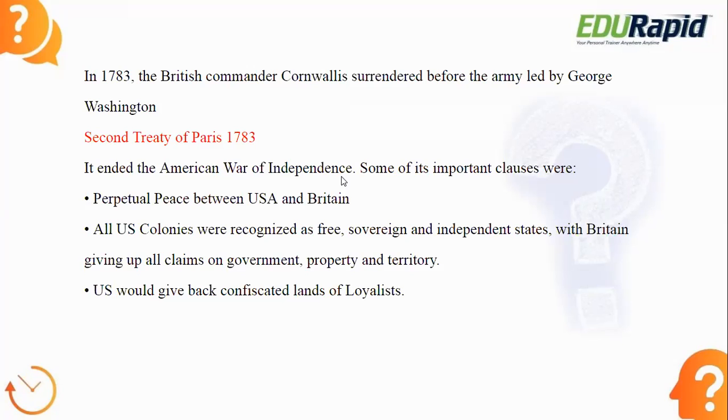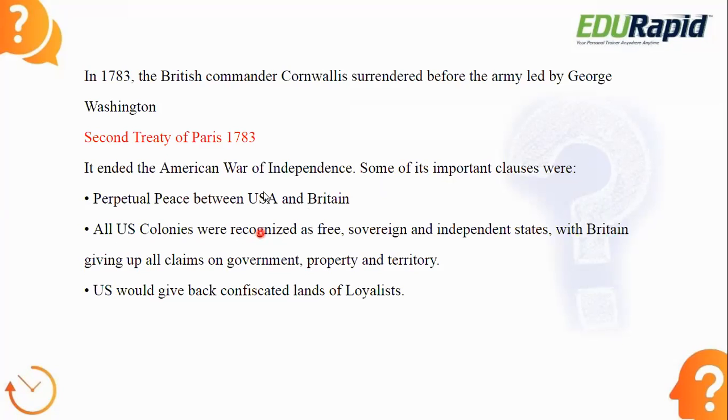So we have studied the First Treaty of Paris in 1763, right? That is after the 7-year global war. So now it is the Second Treaty of Paris. It happened in 1783, exactly 20 years after the First Treaty of Paris. Okay, then now we're going to study the important clauses of the Treaty of Paris.